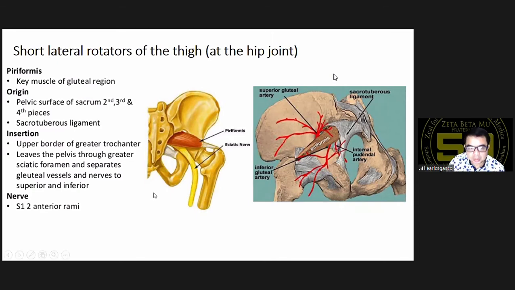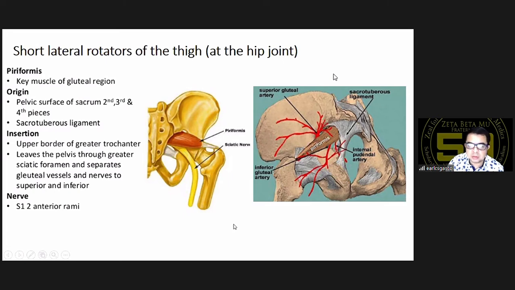As I mentioned earlier, first we have the piriformis, which is a key muscle of the gluteal region. It originates from the pelvic surface of the sacrum, the second, third, and fourth pieces, and the sacrotuberous ligament, and it's inserted in the upper border of the greater trochanter. It leaves the pelvis through the greater sciatic foramen, and separates the gluteal vessels and nerves to the superior and inferior. I mentioned this is an important landmark dividing the structures that grow out of the greater sciatic foramen.